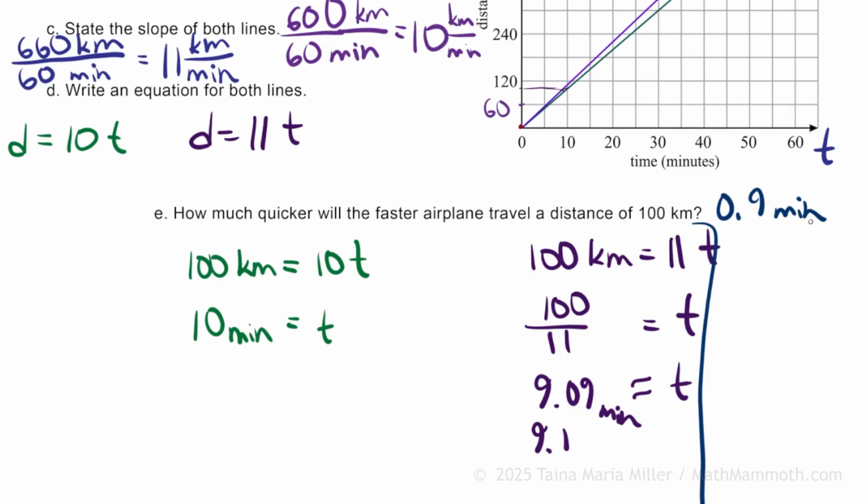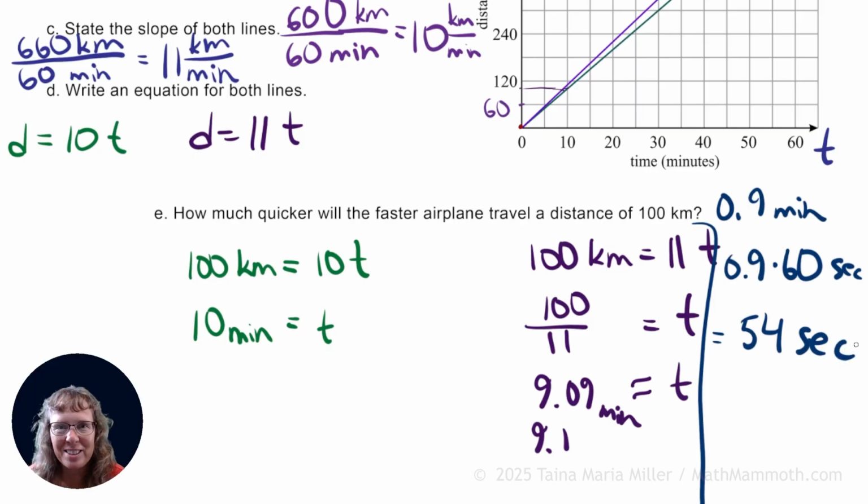It would make sense to give this in seconds, right? Instead of minute, we write here 60 seconds. 0.9 times 60, that's actually going to be the same as 9 times 6. It makes sense that we will get a number that's a little bit less than 60, 54. 54 seconds faster. Okay, we're all done now with this lesson.